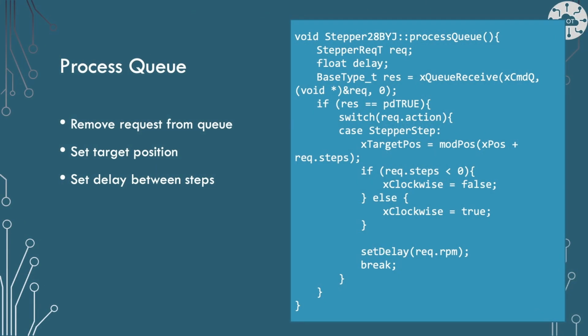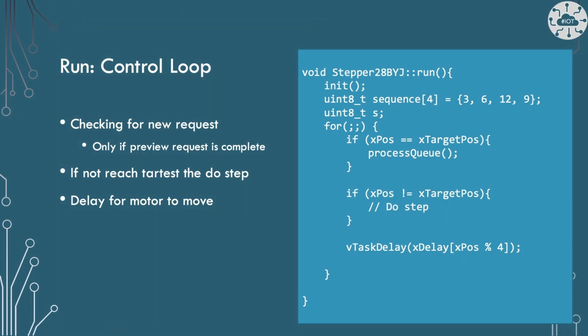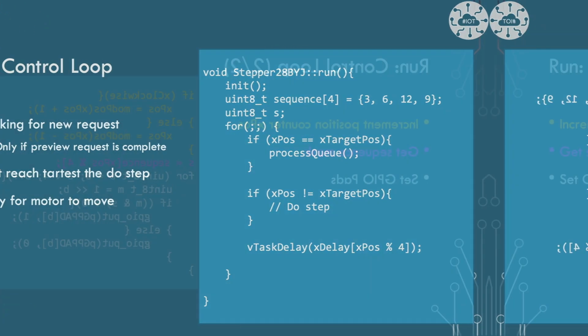Process queue is then responsible for removing it from the queue. If there is an item in the queue, then it sets the target position for the motor to move to, the direction it is to move in, and the delay between steps. So a run loop simply has to check the queue. It only does this when it's in the target position. If we are not at the target position, then we simply do a step. And finally, we sleep until the motor has a chance to move.